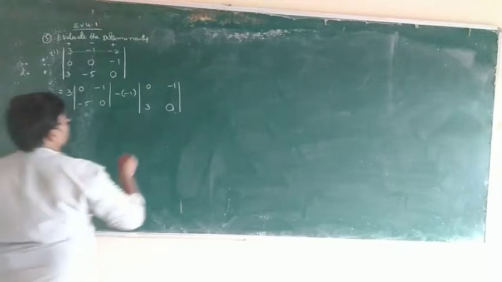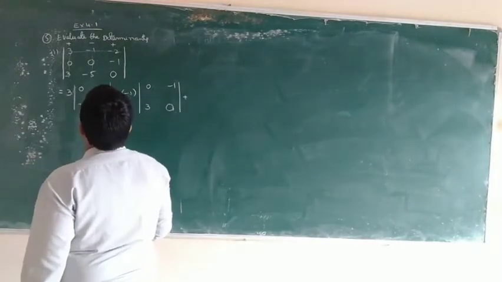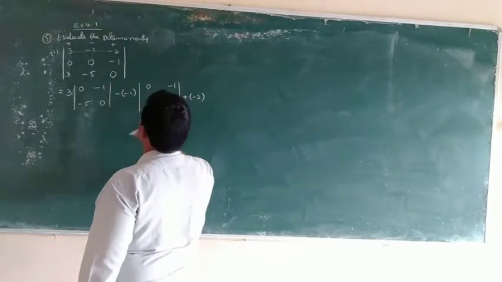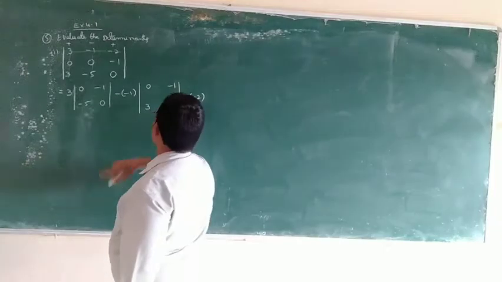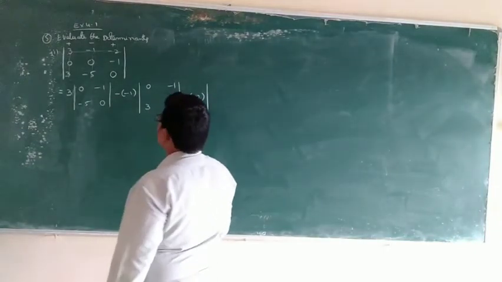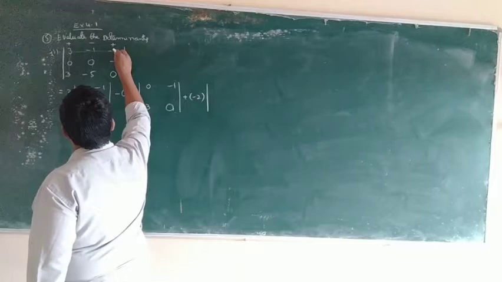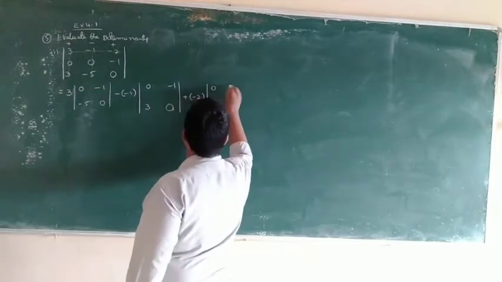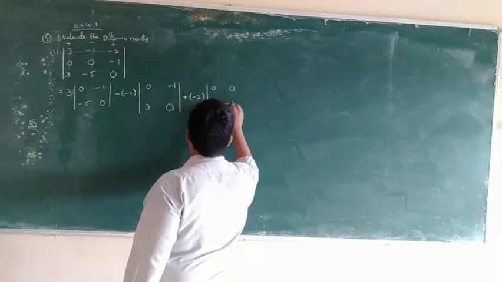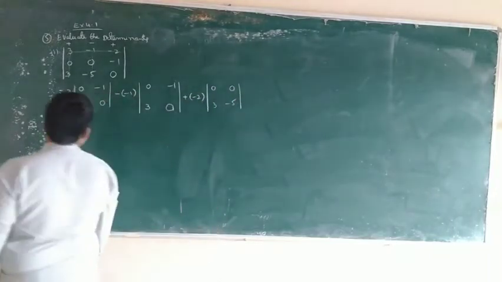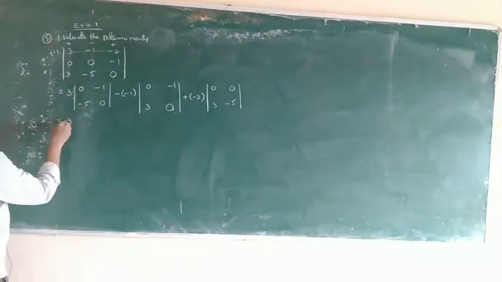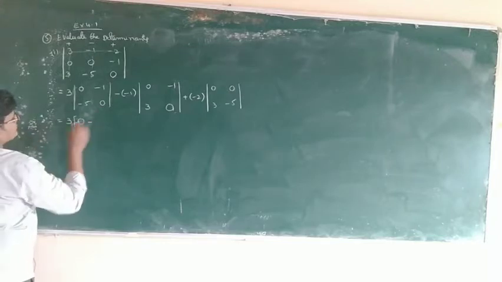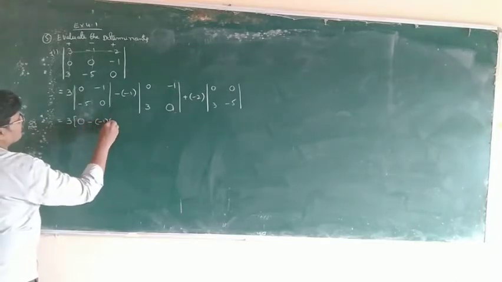Next, plus of plus into minus 2, into the determinant of the corresponding row and column. The remaining is 0, 0, 3, minus 5. So that is equal to 3 into (0 into 0 minus minus 1 into minus 5).